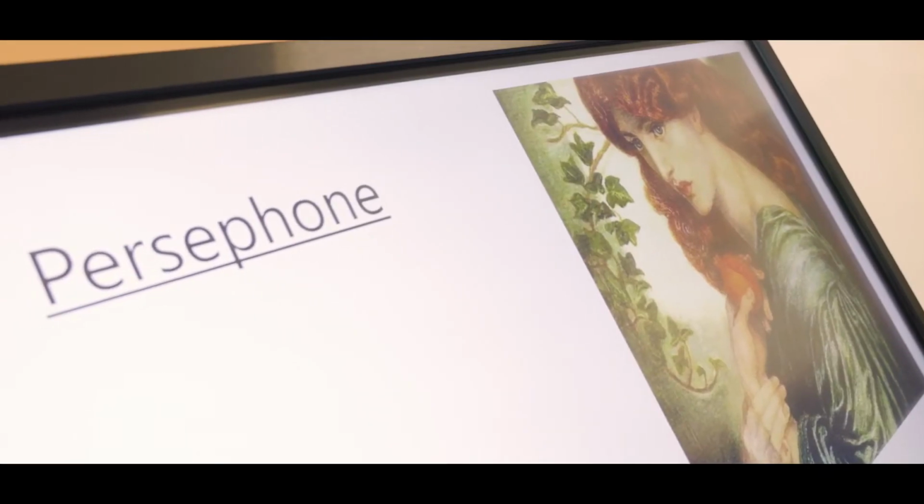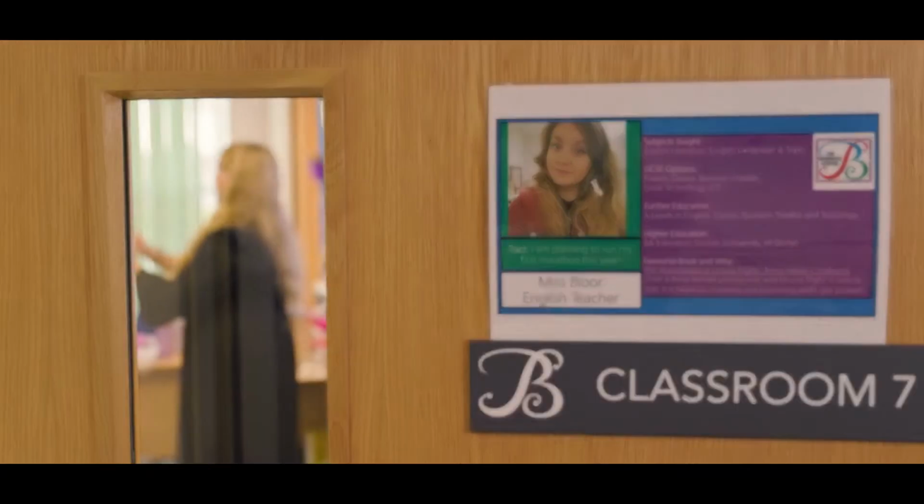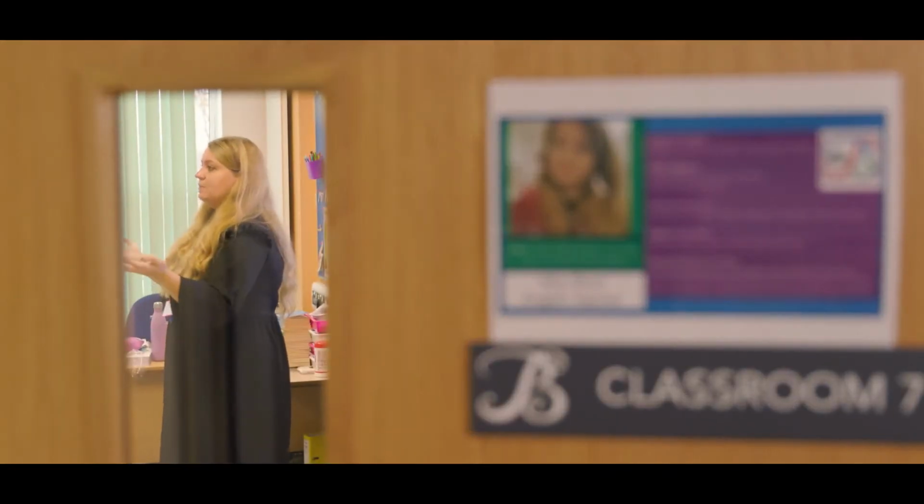We look at a range of myths. We look at Pandora's Box, Persephone and Hades, texts from the Iliad. Introducing them to some of the main characters, the gods, some of the key concepts as well, before we then move into studying the Odyssey as a text.